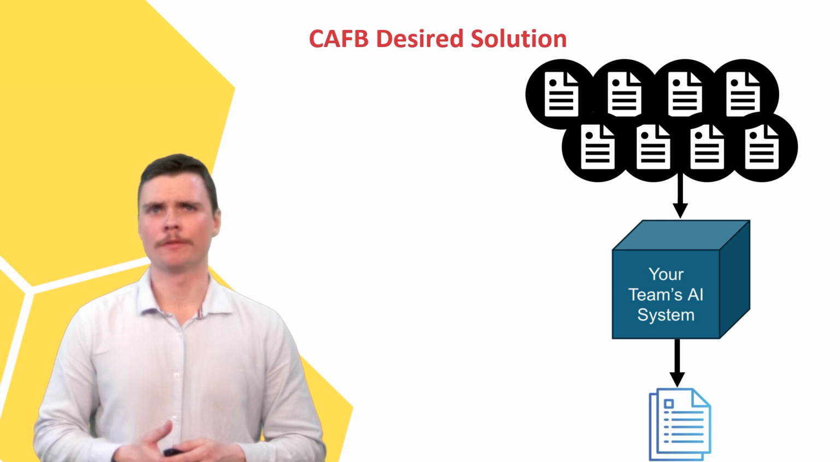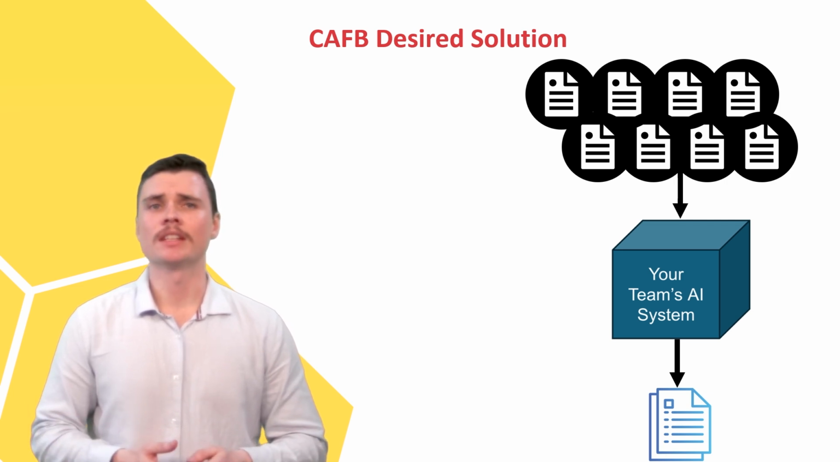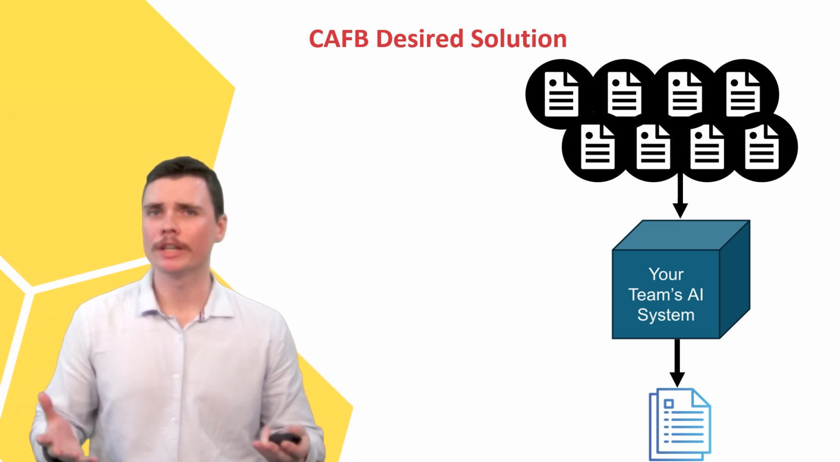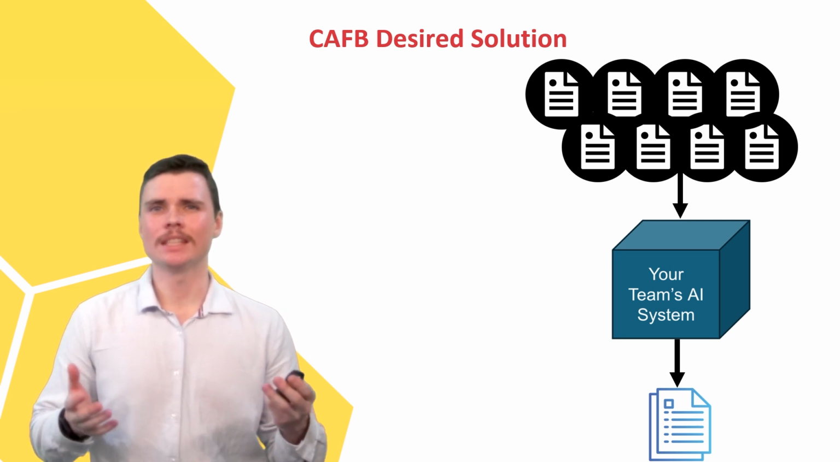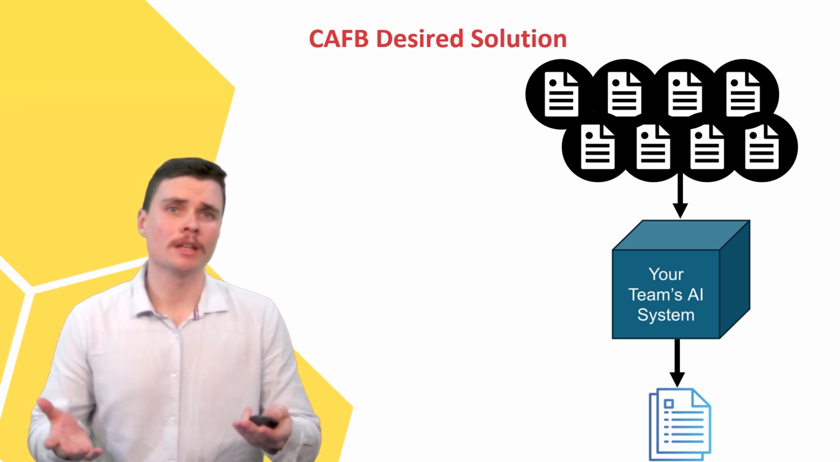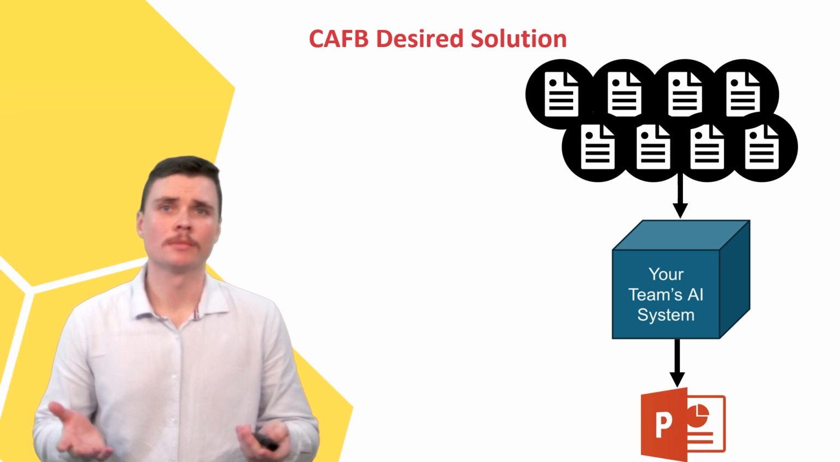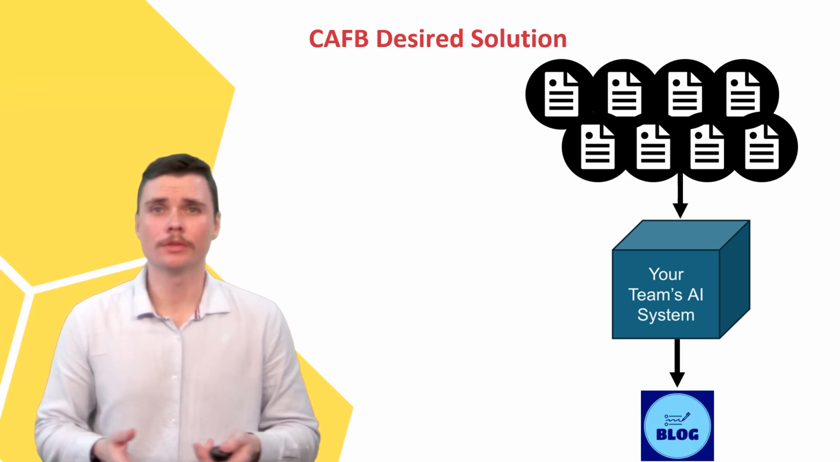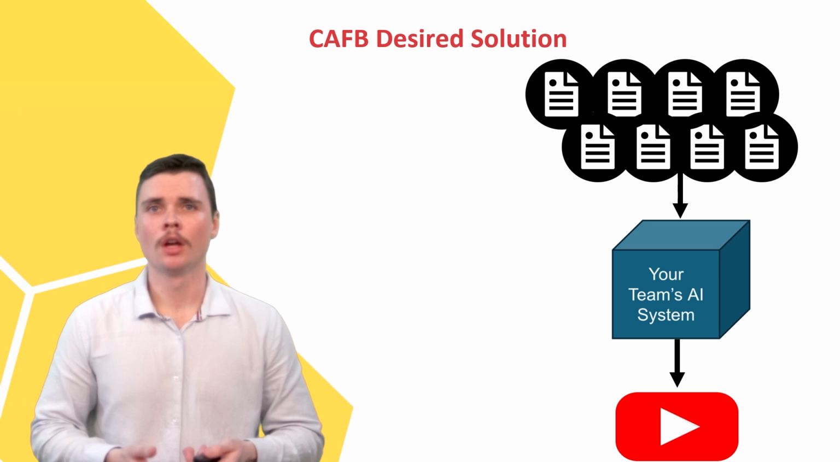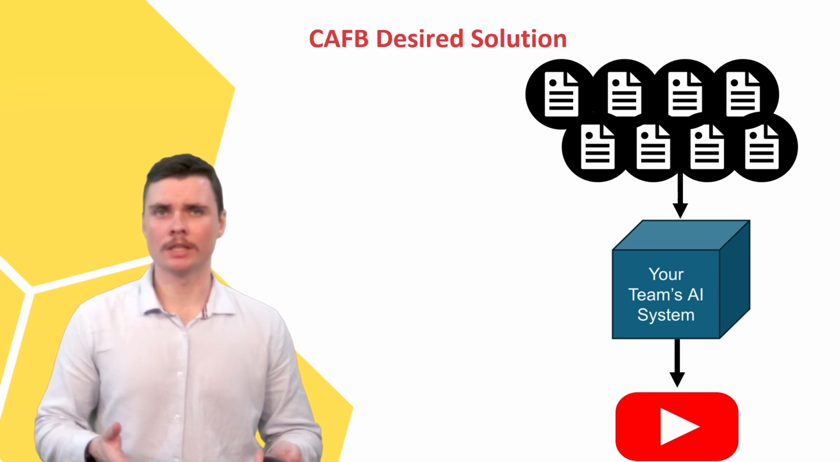Essentially, the Capital Area Food Bank needs an AI system that can take from many documents of ranging types and then create a synthesized document such as a grant proposal, script, a PowerPoint, a blog post, a Canva presentation, or even a video, depending on the needs of the user.